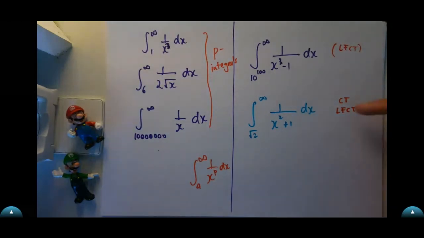Come on, there's 40 people here. These are two. There's a third one that I'm thinking about. It's not a p-test.